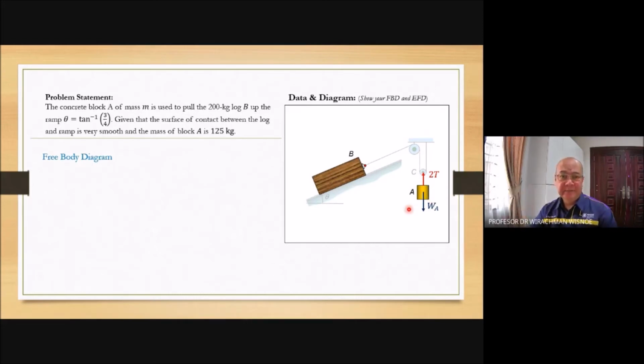Block B has a weight vertically downward, passing through the center of gravity. And then we have a normal force perpendicular to the floor. We have one cable connected, so that will be T. If there is friction, there will be another force at the contact between the log and the floor. If it moves to the left, then the friction is going up. But in this case, we don't have friction. The contact is very smooth. So these are the three forces. Having this, we are going to write the equation sigma F.